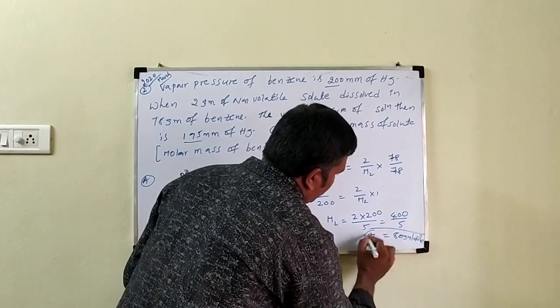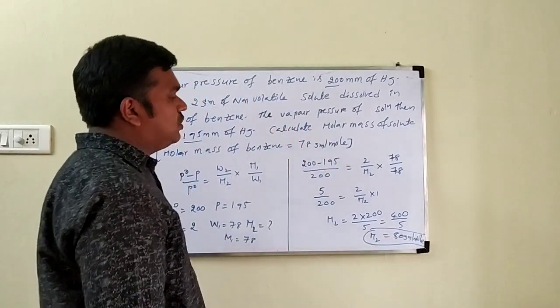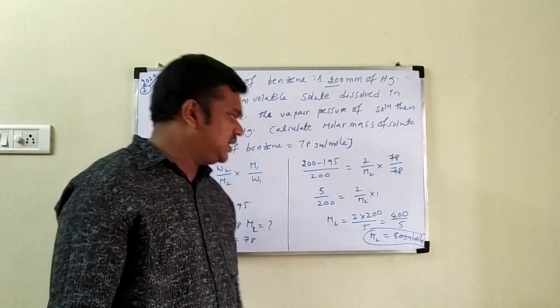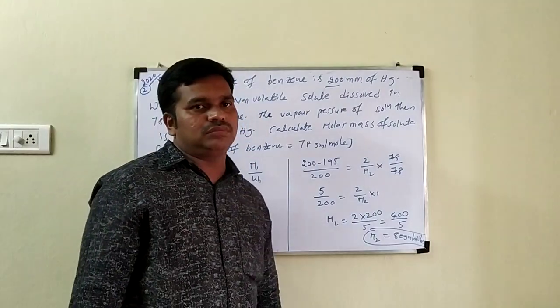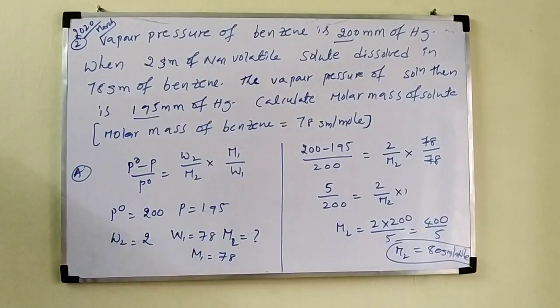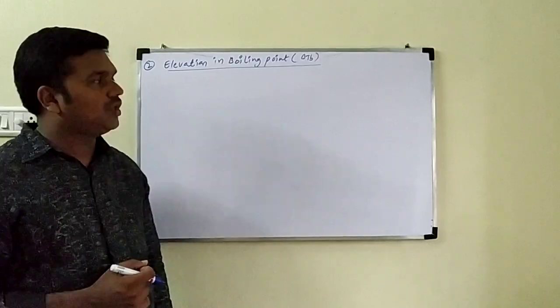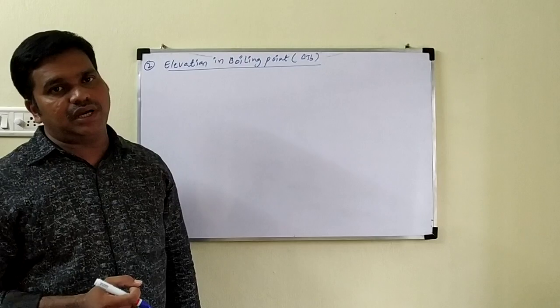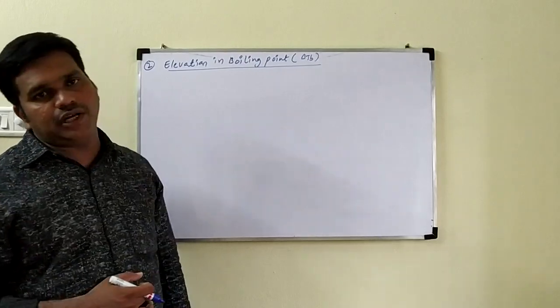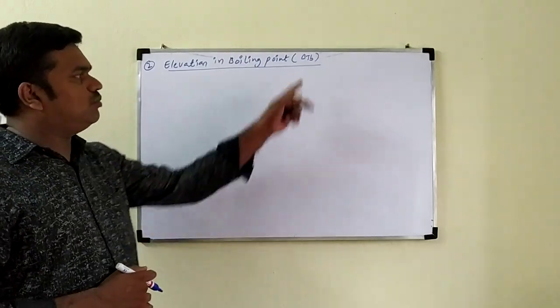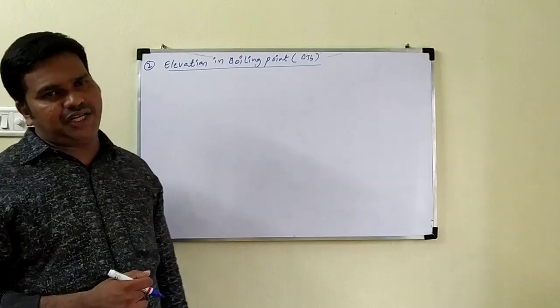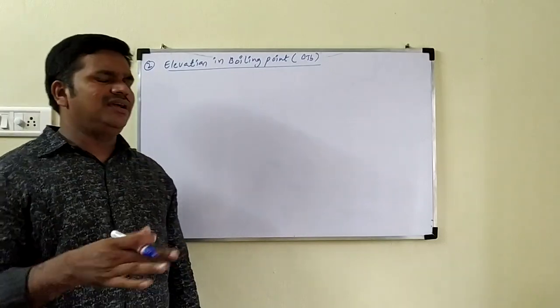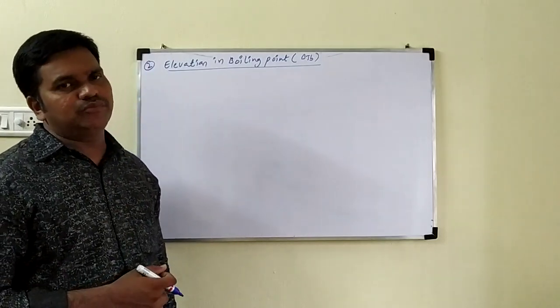This is M2. What is the molar mass of the solute? That is 80 gram per mole. So the next colligative property we have is elevation in boiling point. Elevation in boiling point is denoted by delta TB. Elevation means an increase in the boiling point of the solution only.